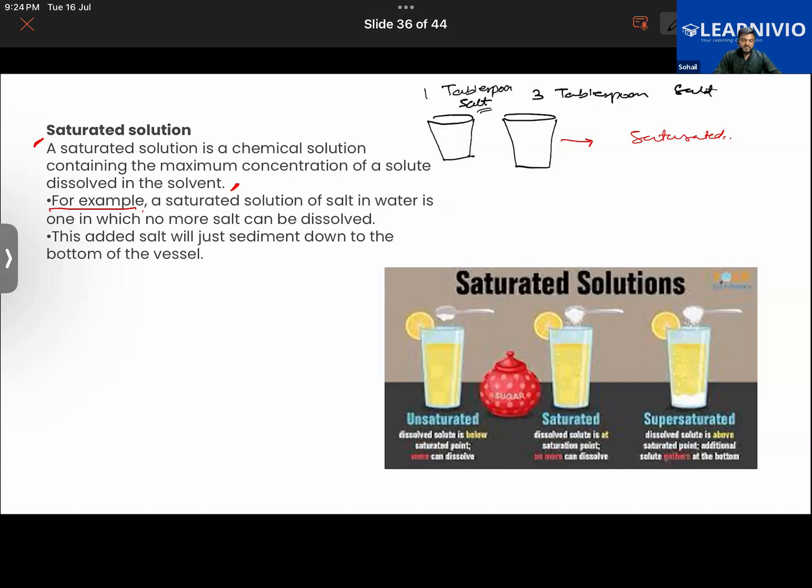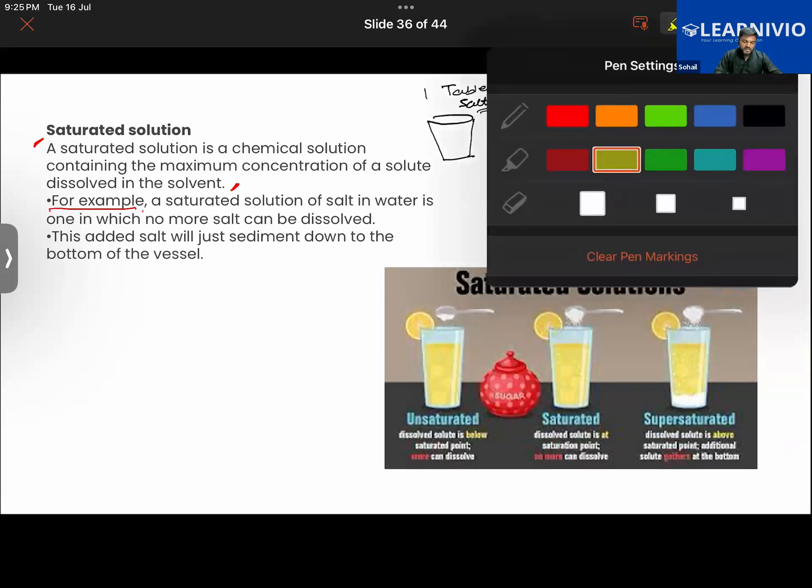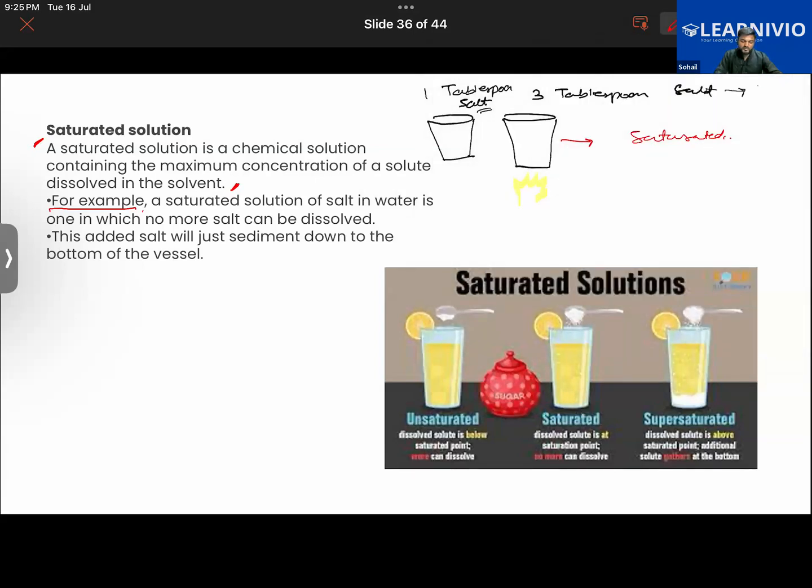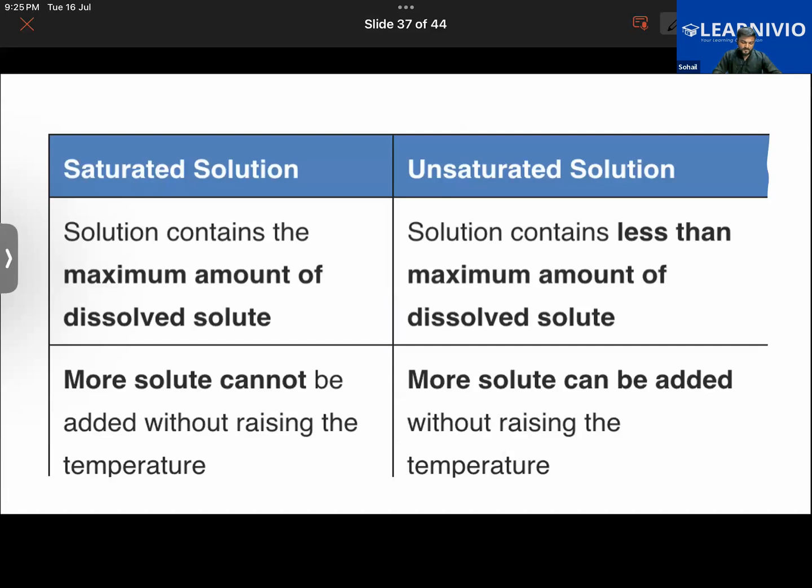In some cases, the saturation or the solubility of the given solute... generally it is seen that if I were to increase the temperature, if I were to heat this water, I can add one more tablespoon of salt into it. So by heating, the solubility of the given solution can be increased. Getting it, what I'm trying to say? By heating, we can increase the solubility of the solid in it. That is the thing.